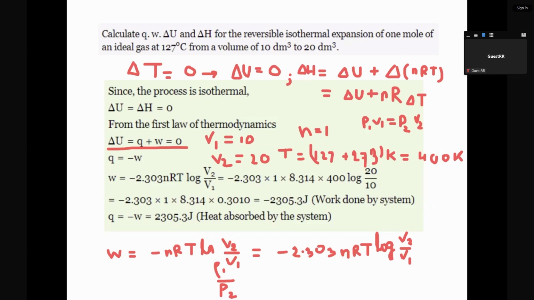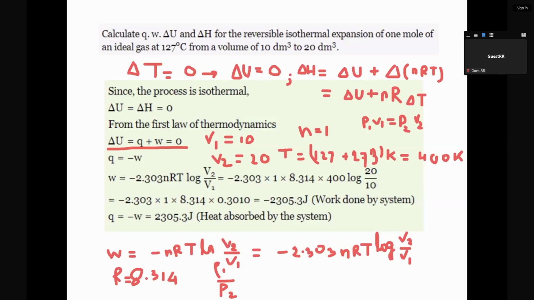Now we are getting the work done as minus 2.303 nRT log V2 by V1. n is 1, R is 8.314 joule per mole per Kelvin, that is the molar gas constant, and T is 400 Kelvin. Finally we have V2 by V1, which is 20 by 10, which is 2. By solving these numerics, we have W equal to minus 2305.3 joule. That is the work done by the system.